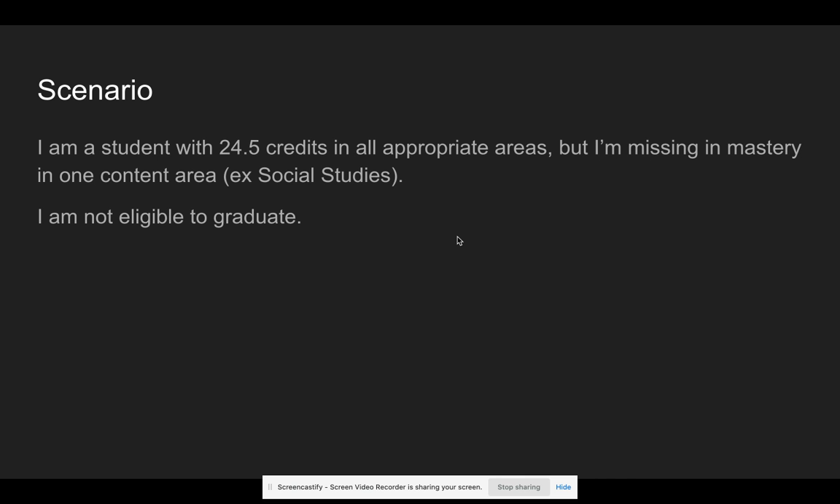And here's a scenario to consider. I'm a student with 24.5 credits, which is what is required to graduate, and I've got that in all the appropriate areas, but let's say that I'm missing mastery in one content area, for example, social studies. I'm not eligible to graduate. So we basically have a responsibility to communicate this with our students and families, as well as provide opportunities that are appropriate for each individual student for them to demonstrate mastery here.